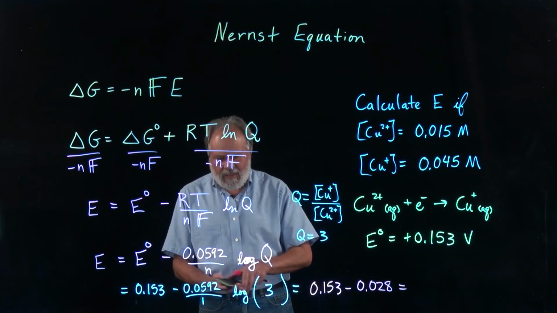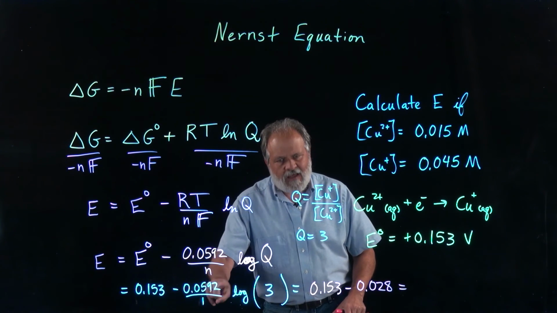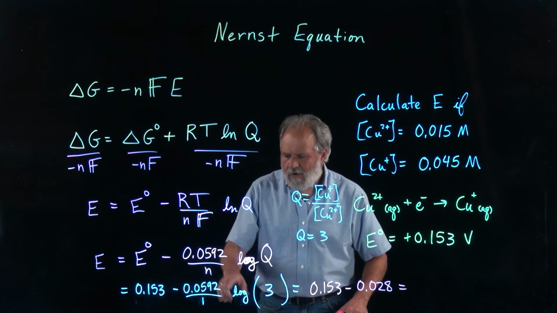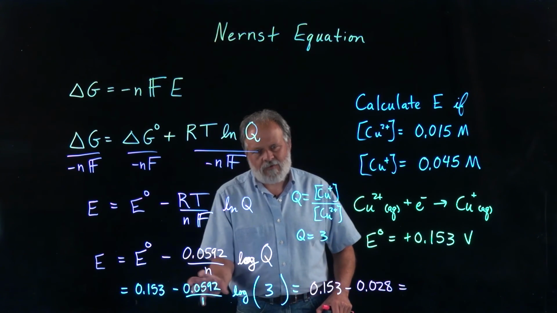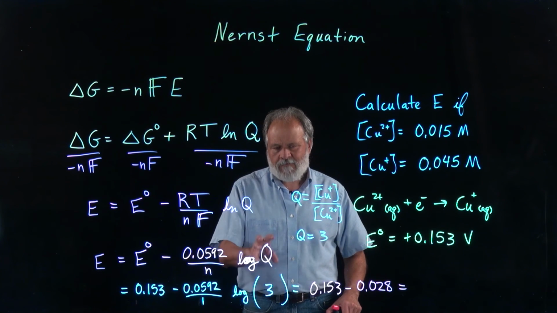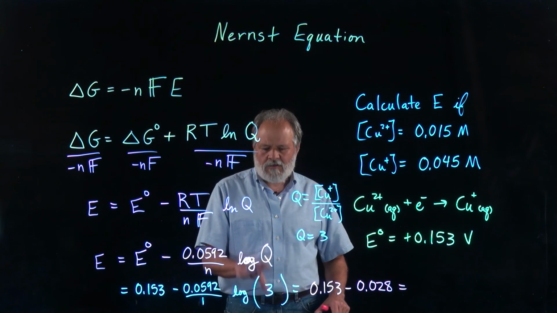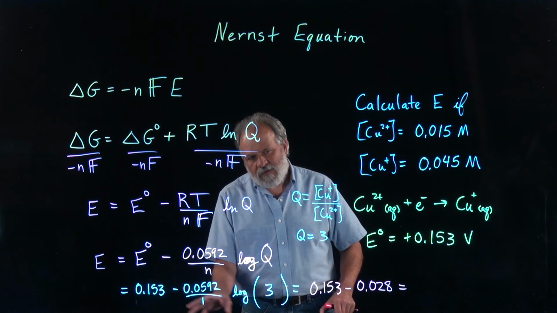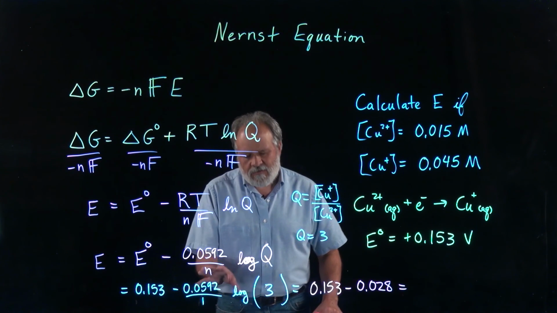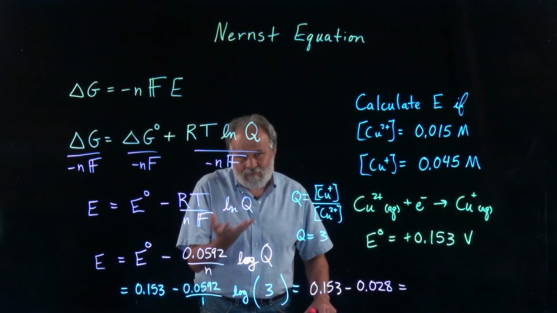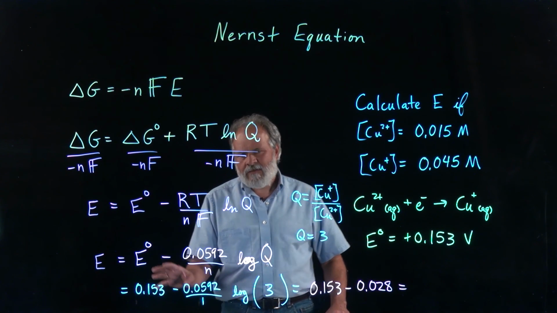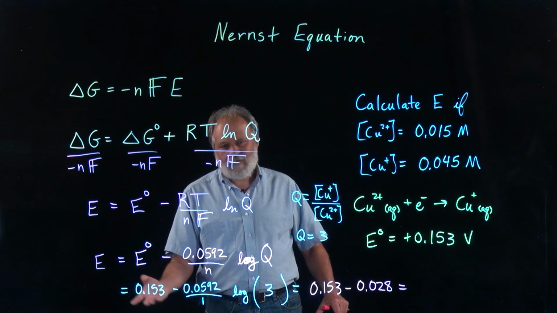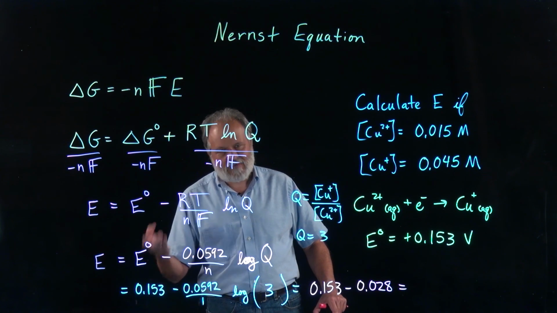The point I want to make is that since this 0.0592 is pretty small, and you're usually dividing by a number larger than 1, this term is usually pretty small. If Q is some very large or very small number, yes, this correction will be substantial, but usually if Q is moderate sized, this whole correction is going to be pretty small, and the best guess for the voltage is that it's going to be very close to the standard voltage.